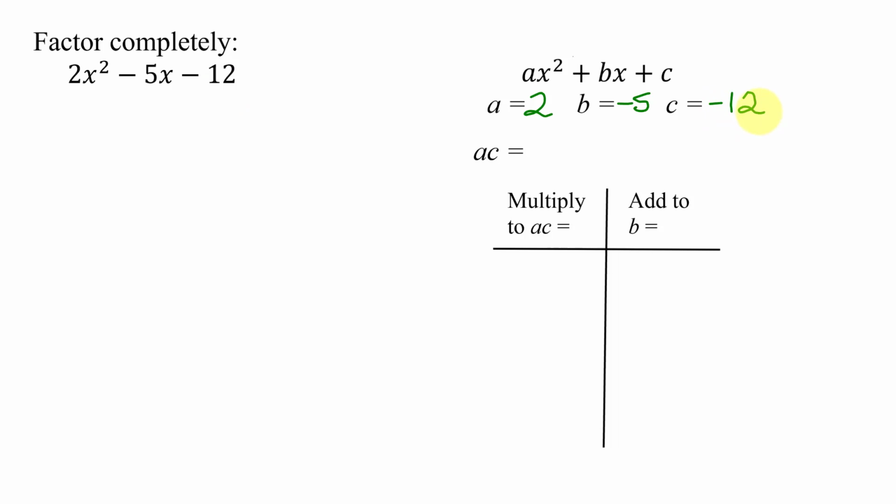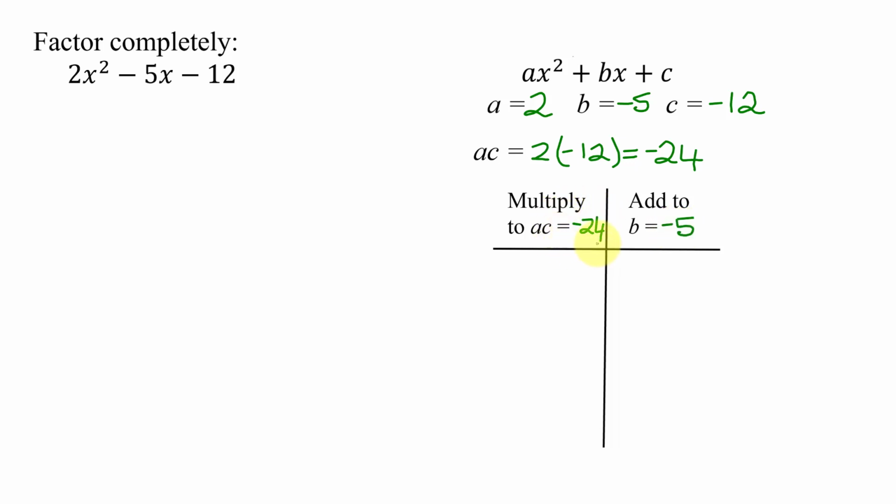Now I'm going to factor this problem using the AC or grouping method, so I need to multiply A, which is 2, by C, which is negative 12. 2 times negative 12 is negative 24. So I need two numbers that multiply to AC, which is negative 24, and they add to B, where B is negative 5. Now, hopefully these numbers come to you quickly, but I'm going to show you a systematic method if you can't find the numbers.